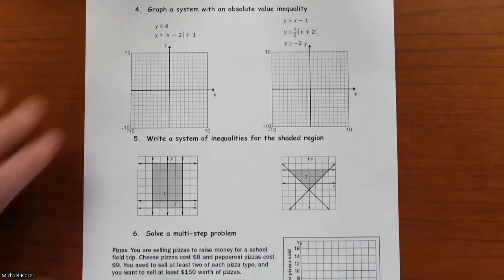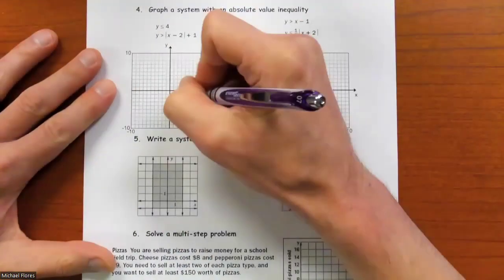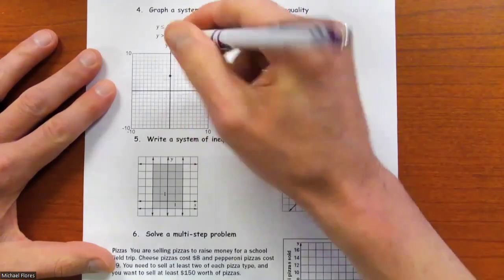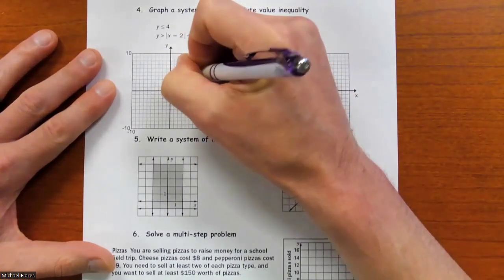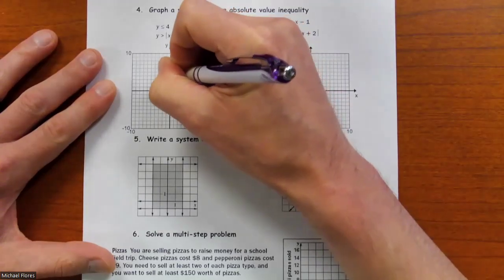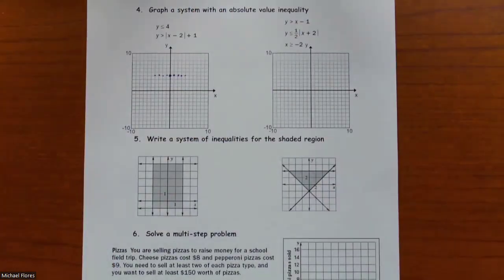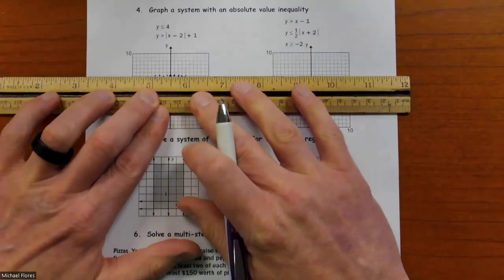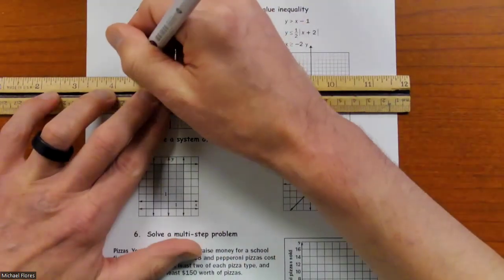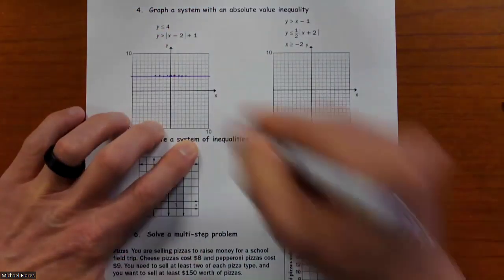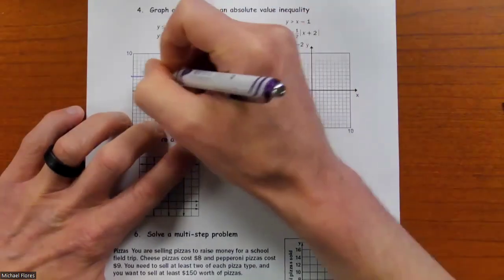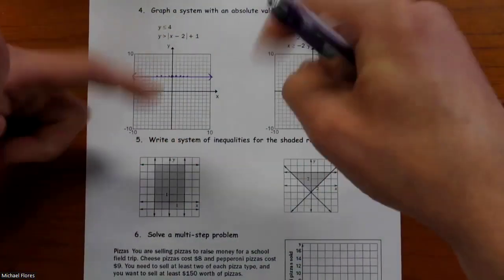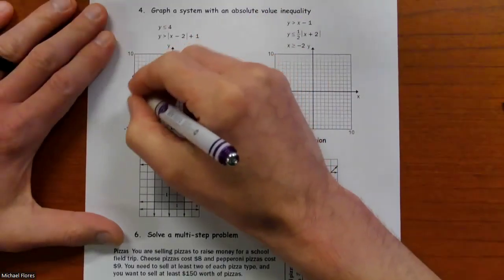Example 4, we're going to start by graphing y is less than or equal to 4. So on the y-axis, 1, 2, 3, 4, go to positive 4. This is going to be a horizontal slope, so you could put some more dots to the left and right. This is going to be a solid line, so I'm going to go ahead and connect these dots. All the values where y is less than are in that direction.